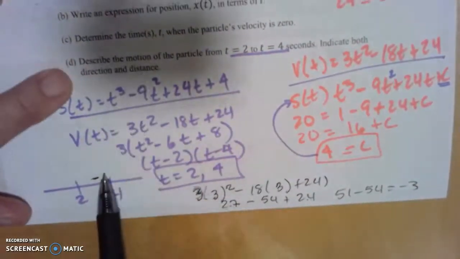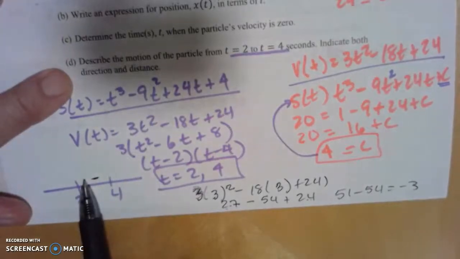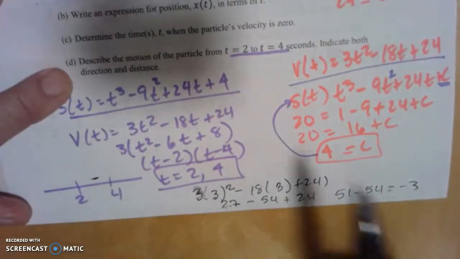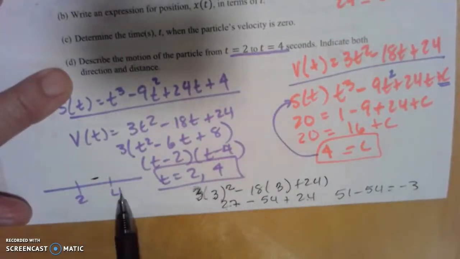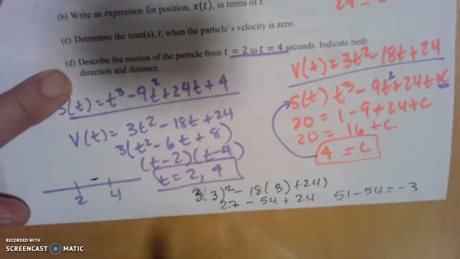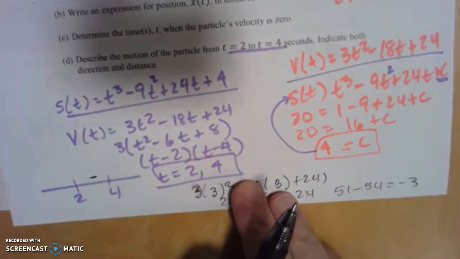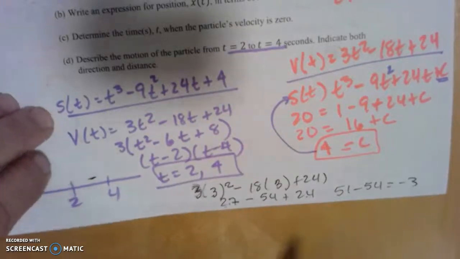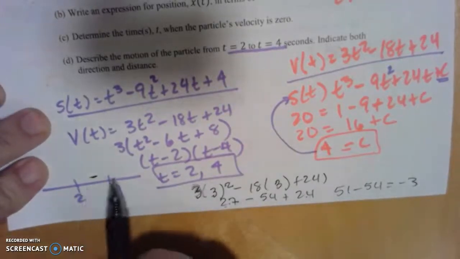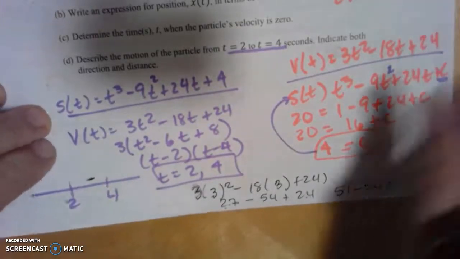So the direction, it's moving left, and then for my distance, I'd actually have to plug in 2 and 4 into the position function. But I'm going to stop right there for that problem, because this is really like an advanced problem for such a beginning topic that we're just starting to talk about. So we checked the critical points. That's what we needed to do.